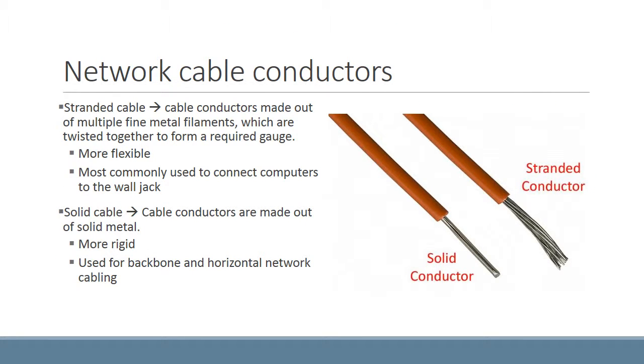There are two types of cable conductors, which are stranded cable and solid cable. As you can see in the image on the right, the letter E following Cat5 or Cat6 means enhanced. Stranded cable conductors are twisted together to form a required gauge. It is an improved version of the previous one and it is more flexible. The letter A means augmented, to be greater in size or value. Solid cable conductors are made out of solid metal. It has more twists, is more rigid, and has a thicker gauge. It is primarily used for backbone and horizontal network cabling.